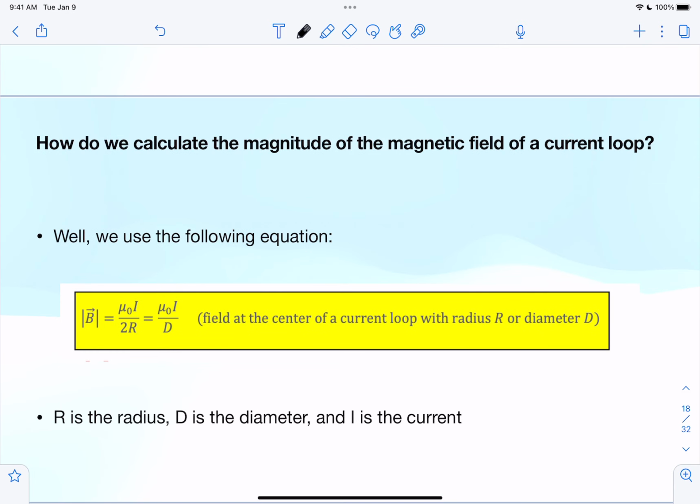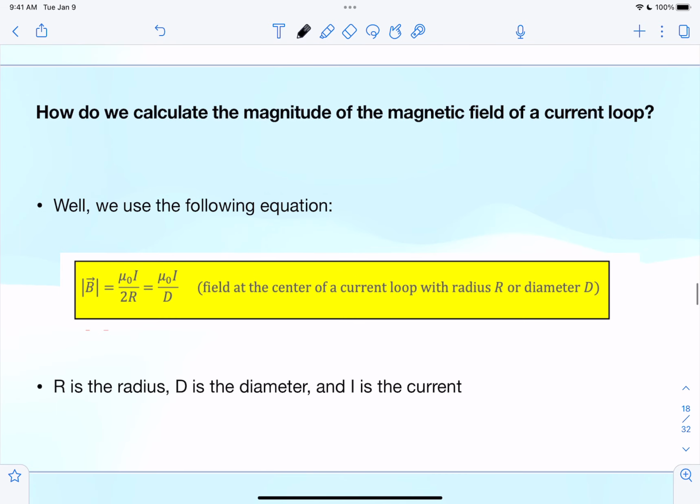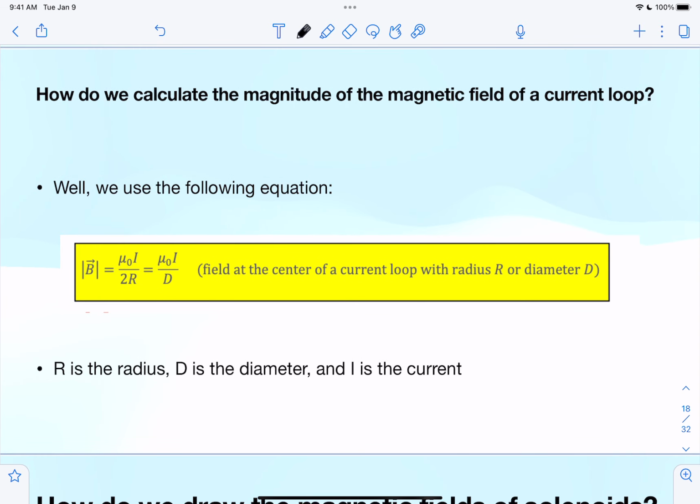Now, if we wanted to figure out the magnetic field strength of that current carrying circular loop, then we'd use this equation here, where the magnetic field is equal to the permeability of free space constant times the current of that wire, divided by 2 times the radius of that circular loop. Or we could also just divide by the diameter here, either one.